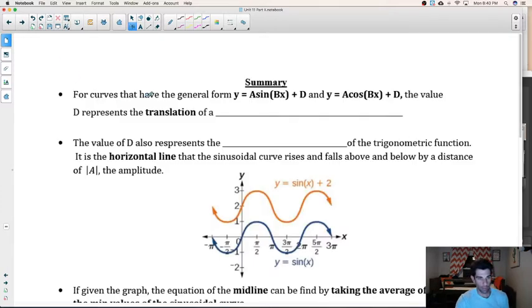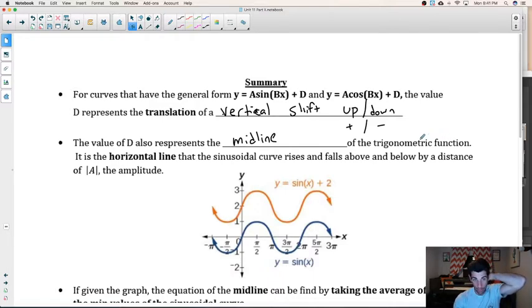So here's a summary of everything you did. For curves that have general form y equals a sine bx plus d and a cosine bx plus d, the value of d represents the translation of a vertical shift. And that shift can either be up when it's positive, down when it's negative. The value of d also represents the midline of the trigonometric function. It is the horizontal line, like that x-axis, that the sinusoidal curve, sine or cosine, rises and falls above and below by a distance of whatever the amplitude is.